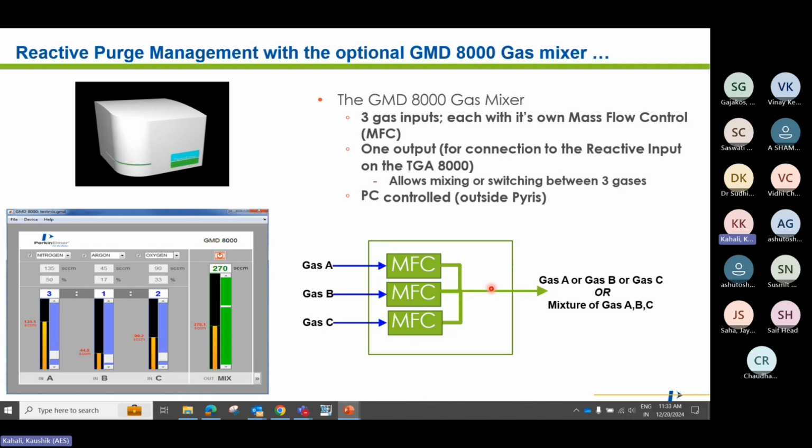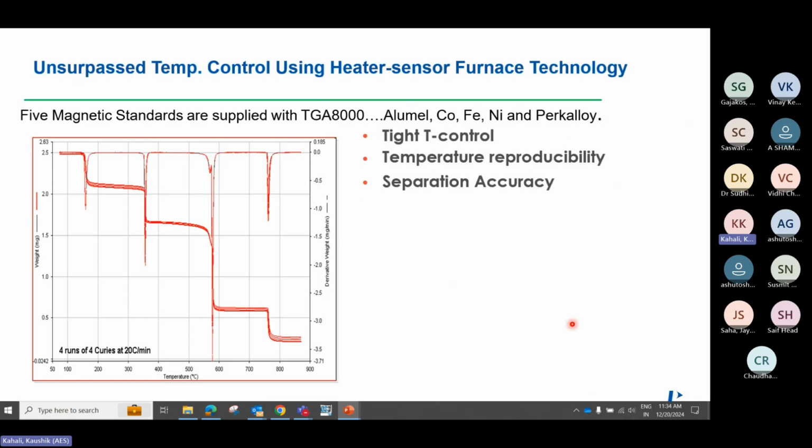And then there is a mixing chamber. After that you can give the output as per your requirement, so that may be gas A or B or C, or the mixture of gases A, B, C. So this is the additional accessory which can be connected to this system for the precise mixing of gases. If it is a single gas environment for your application, you don't need it. But if you need to give any kind of mixture of gases, and if you have any other mixing device, fine. Otherwise, this is another option we have for this TG 8000.